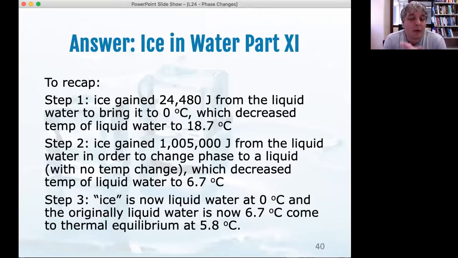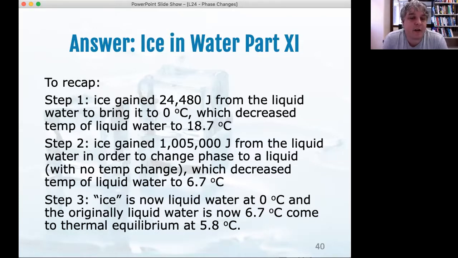Just to recap that whole process, step 1, the ice gained 24,480 joules from the liquid water to bring it to 0 degrees Celsius, which decreased the water to a temperature of 18.7 degrees Celsius. In the second step, the ice needed to gain 1,005,000 joules in order to change phase to a liquid. That came from the liquid water, and that dropped the temperature of the liquid water to 6.7 degrees Celsius.